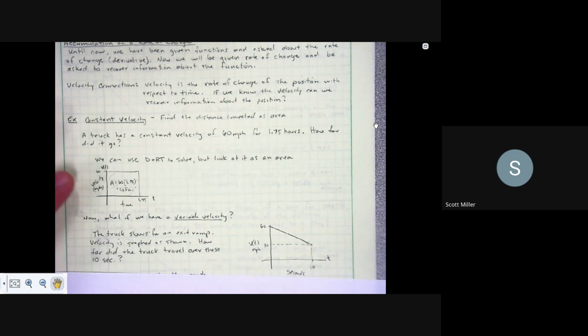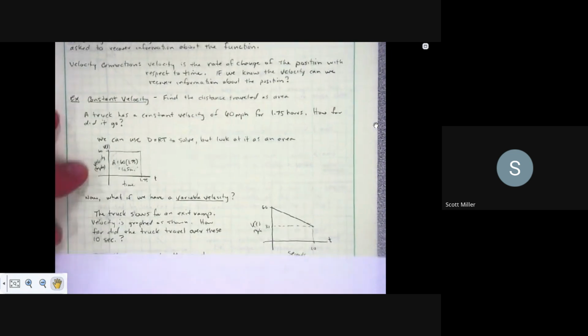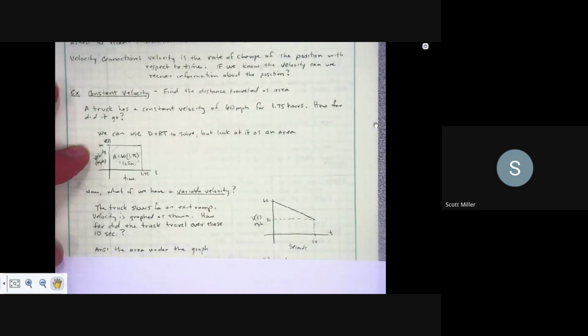So now I have a truck, and it's going to slow down for an exit ramp. Here's the velocity. I went from 60 miles per hour, and I slowed down to 30 miles per hour, and I did that in 10 seconds. How far did the truck travel over those 10 seconds? Okay, so how can I figure that out? Well, let's take a look at it. If the distance is the area under the velocity curve, that would be this area all the way down. And so how do I find that area?